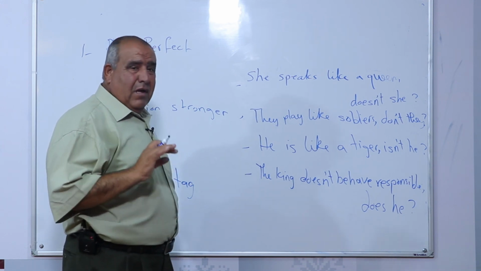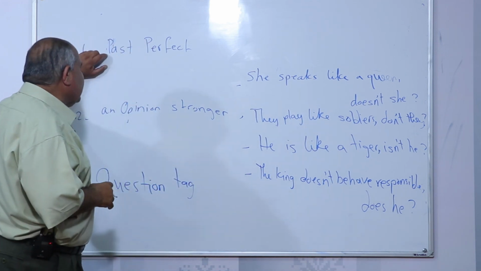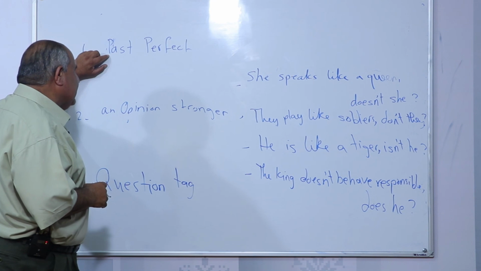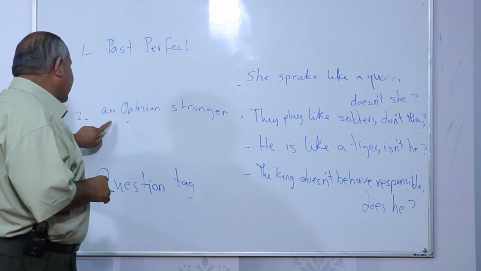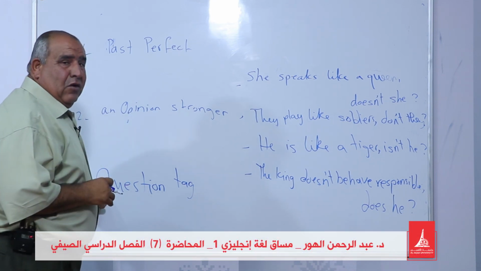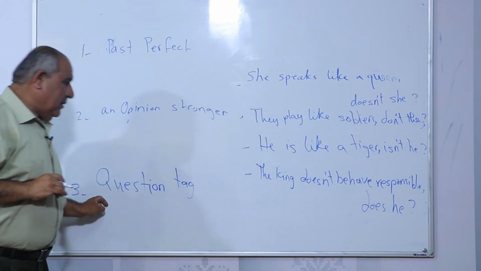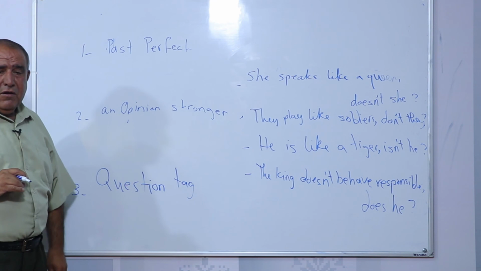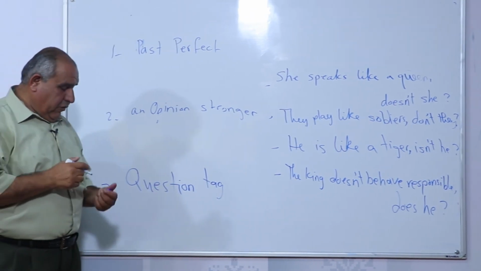By this, we can say that we discussed in this class the end of the past tenses in Unit number 3, the past perfect. And then we talked about how to make your opinion stronger. And number 3, we talked about how to make a question tag. Okay. See you in Unit number 4. In Unit number 4, we will discuss new information. Thank you.